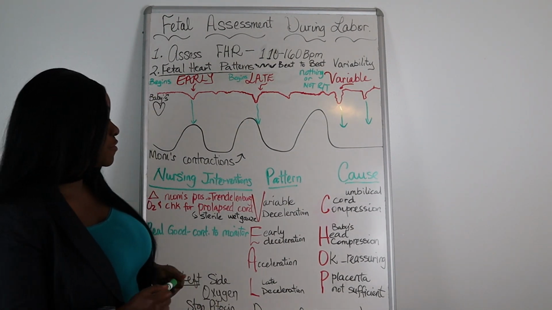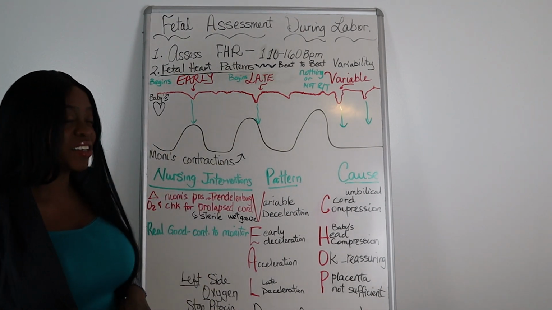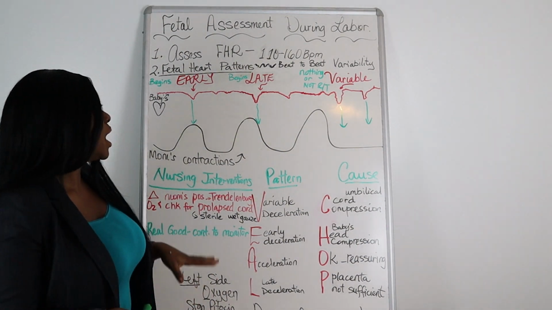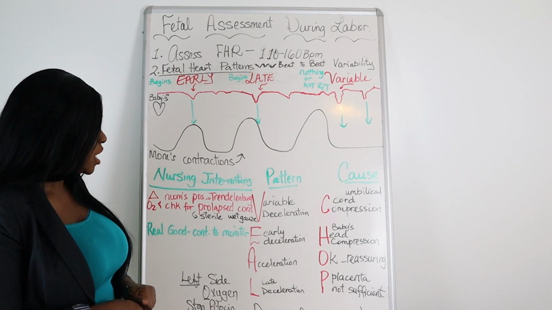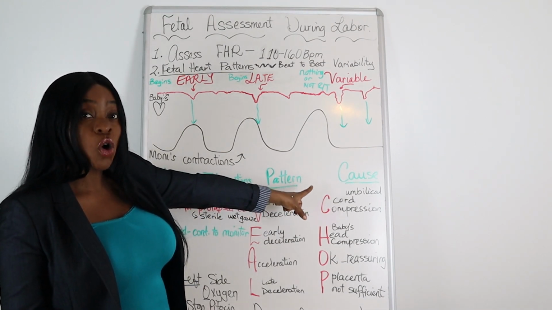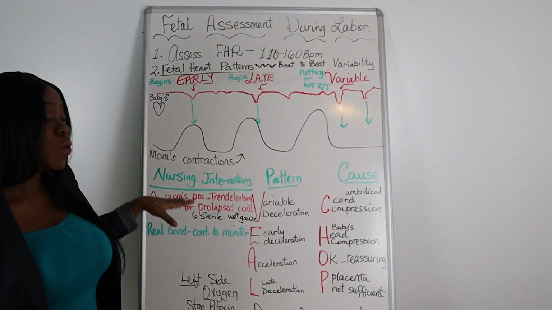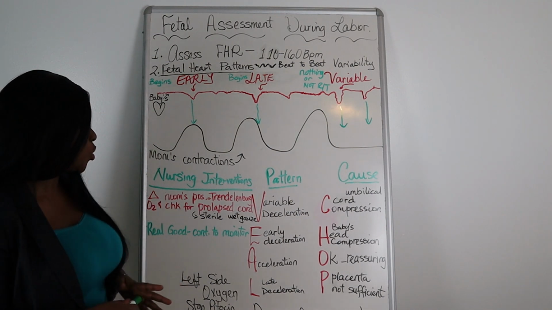Again, a variable deceleration is not necessarily related or happens in sync with a contraction. So here it says it's not related to the contraction, but of course, again, it's considered the etiology is cord compression. And so we want to change mom's position. We know Trendelenburg helps. We want to give oxygen, and again, we check for prolapse cord.